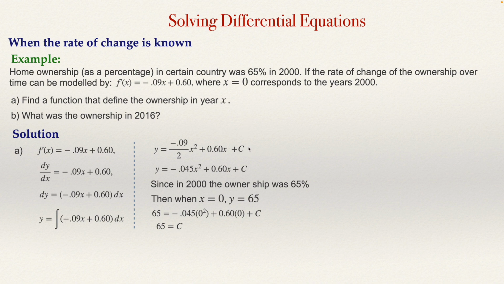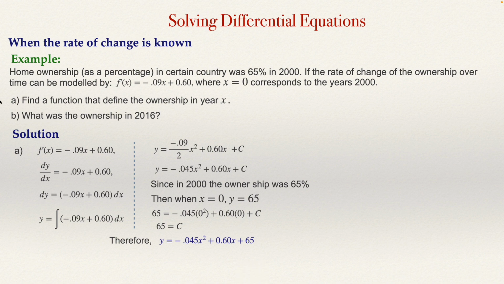So I now know that the value of y at any time will be y equals minus 0.045x squared plus 0.60x plus 65. This is an expression of the ownership at whatever time, in whatever year. For example, in 2001, I substitute x by 1; in 2002, I substitute x by 2, etc. So this answers question A.